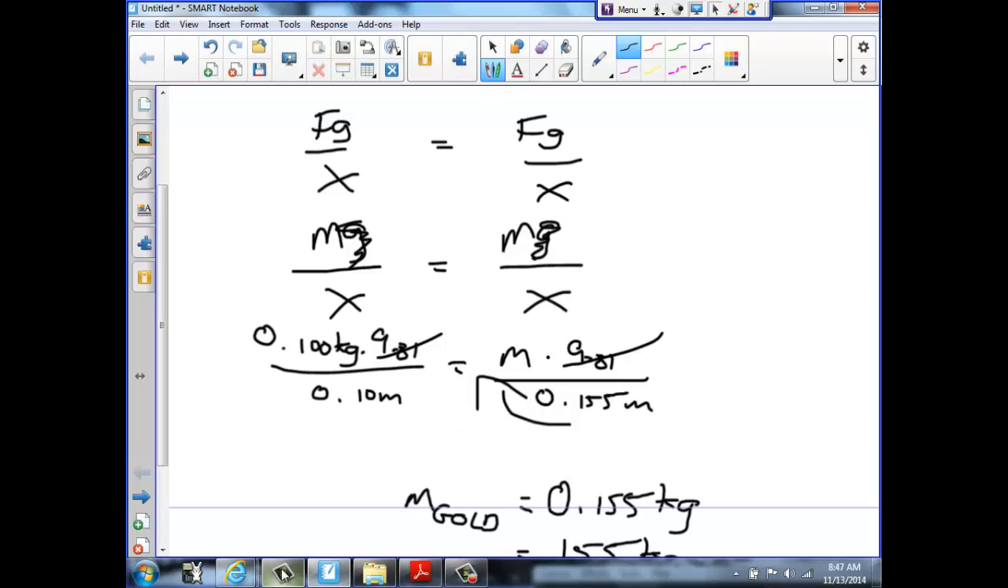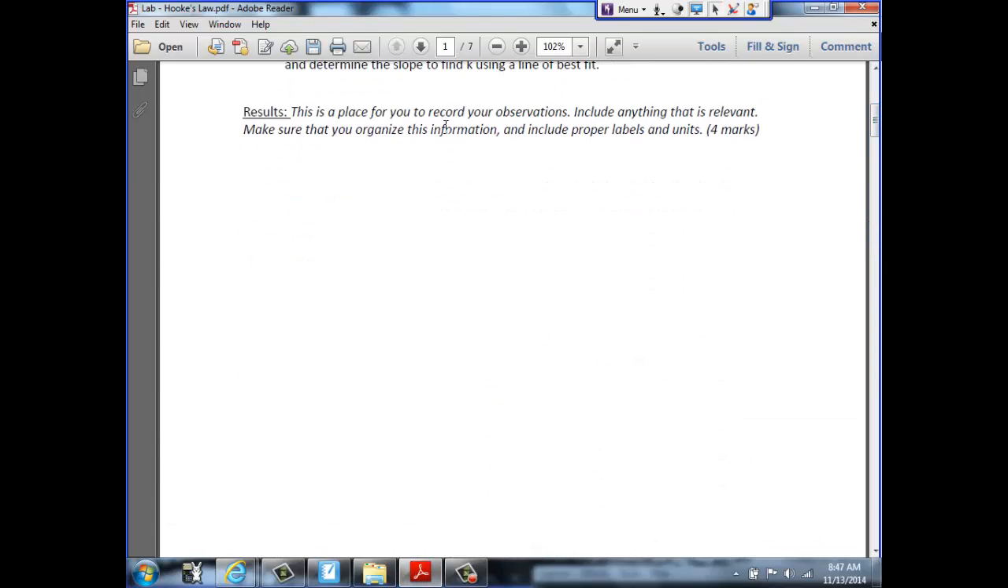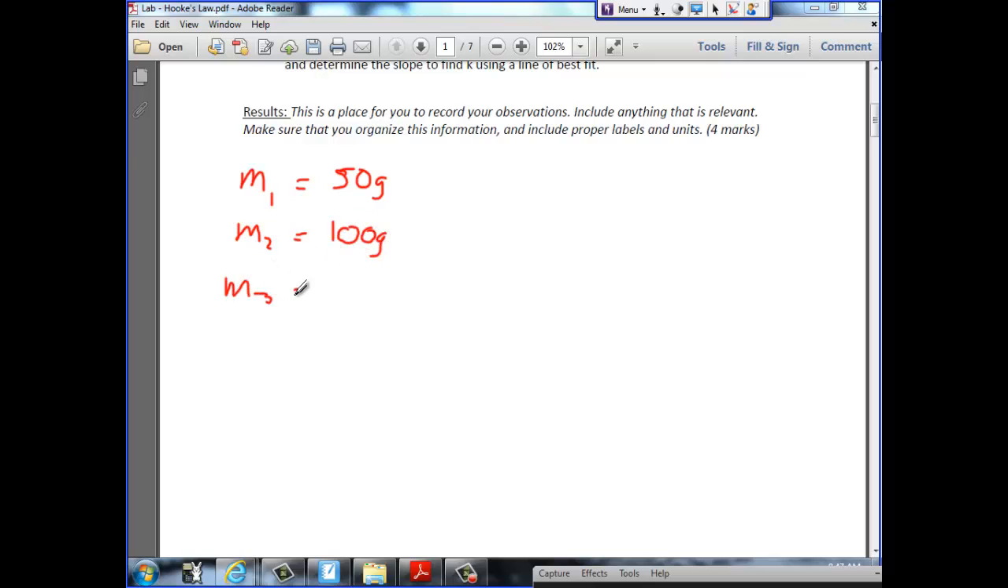So now when we're doing our lab, if I can go back up to your results. In your results, you're going to have 4 masses. Mass 1 is going to be 50 grams. Mass 2 is going to be 100 grams. Mass 3, which is the gold one, will be 155 grams. And mass 4 is going to be 250 grams. So those are the 4 masses we're going to use. But whenever I use mass 3, just know that this one is the gold one that's not labeled. Does that make sense?